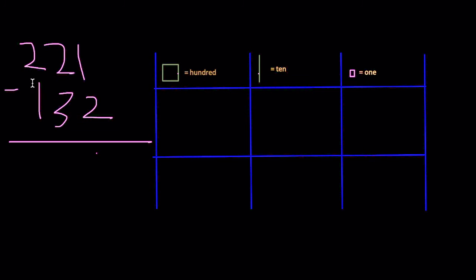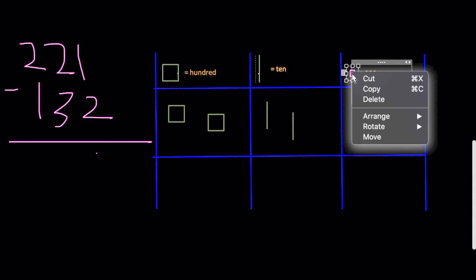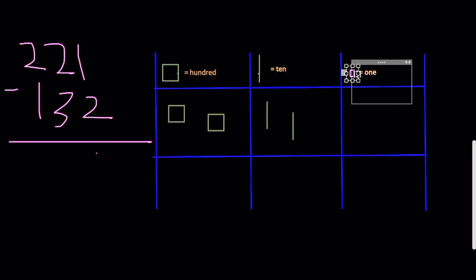So we know that we have 200s, okay? So that means we're going to be putting 200s over here. There we go. And we also know that we have 2 10s. That means we're going to be putting 2 10s here. And finally, we know that we have 1 1, okay? That means we're going to be putting 1 1 right here.